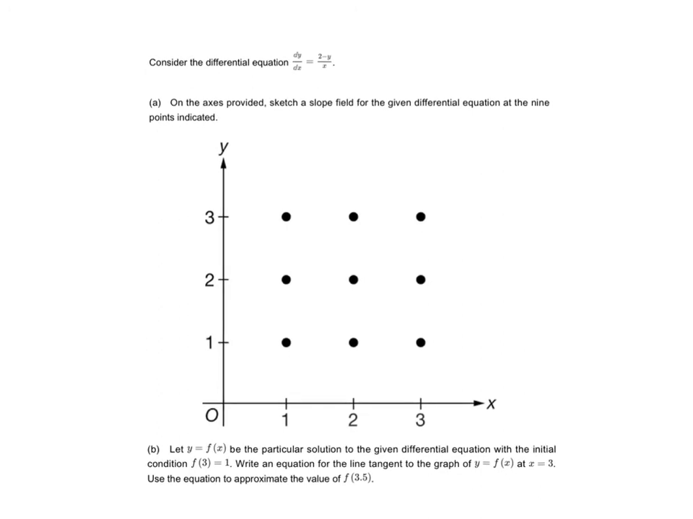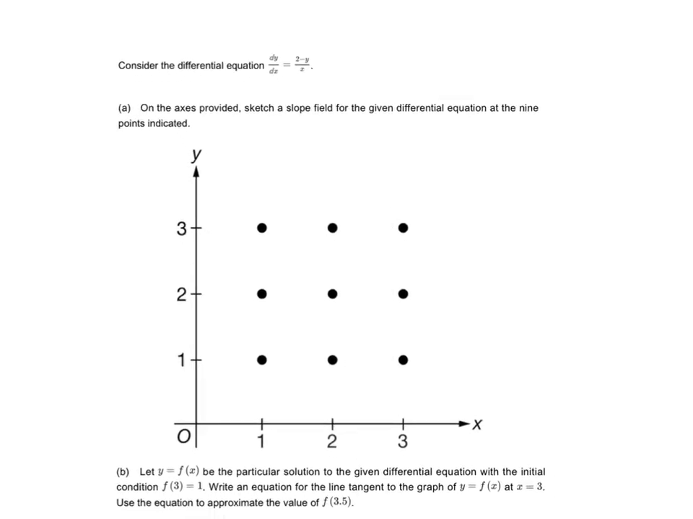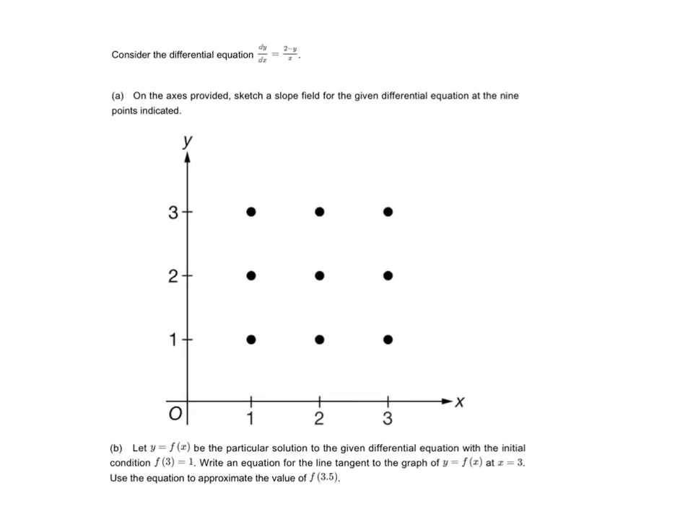Okay, so this is the last one, it has to do with differential equations. The axes provided, sketch a slope field for the given differential equation at the 9 points indicated. So look at the points indicated. It's all the points that have either 1, 2, or 3 as the x or y coordinate.